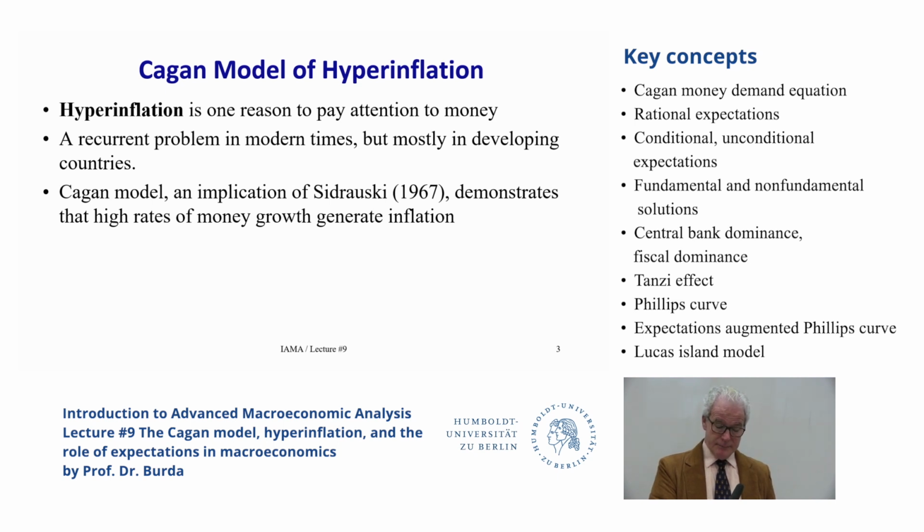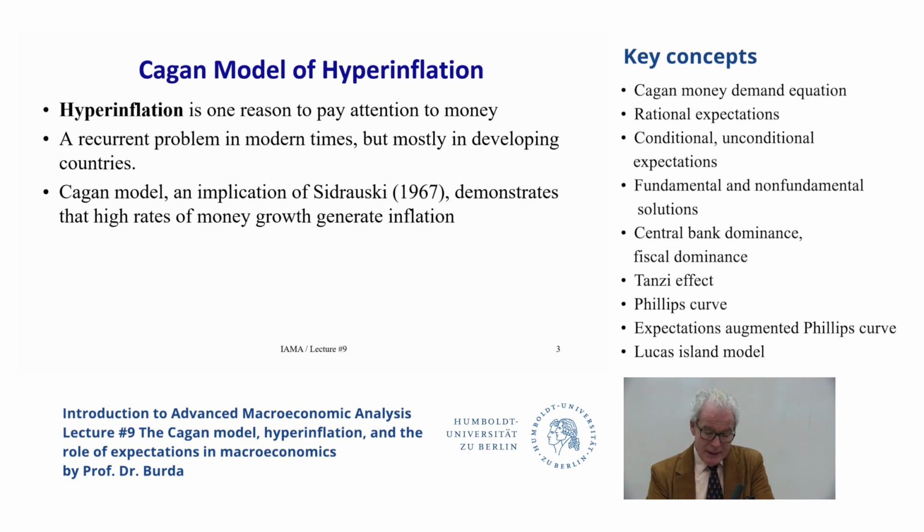The Cagan model is an implication of Sidrauski. Okay, so it basically shows that the demand for money in real terms, taking the nominal money supply, dividing it by the price level, is really a function of people's anticipation of the opportunity cost, the real opportunity cost of holding that money, which to a large component is the inflation rate.